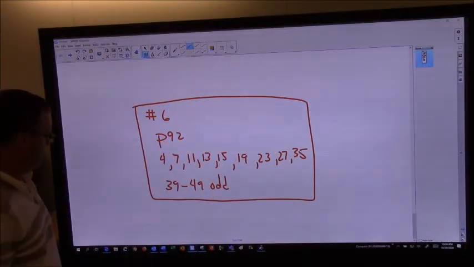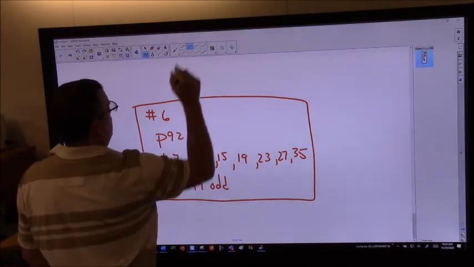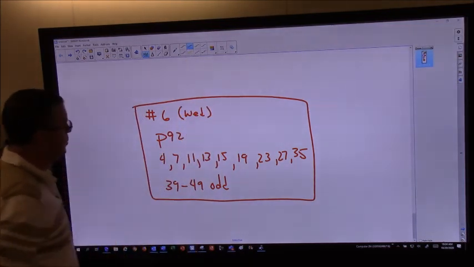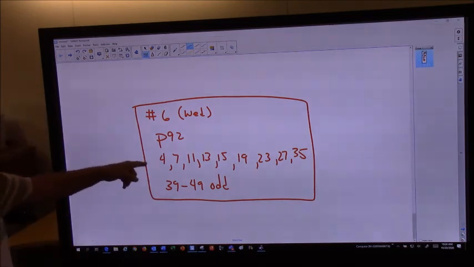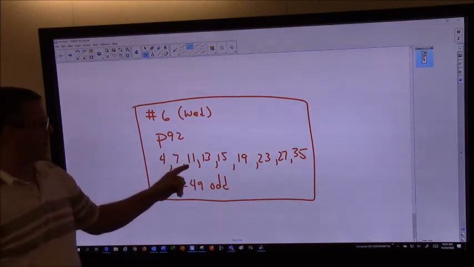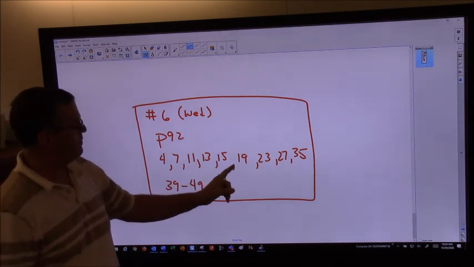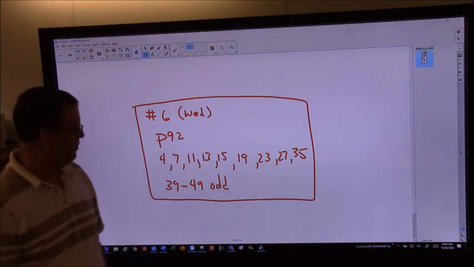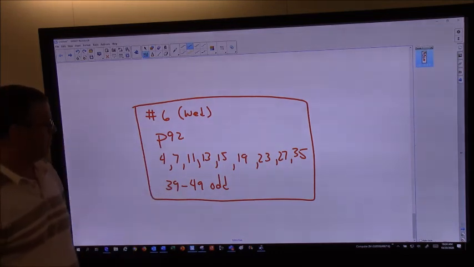All right, so assignment number 6, this is our Wednesday piece. We're doing page 92, we're going to do 4, 7, 11, 13, 15, 19, 23, 27, and 35, and then 39 to 49 on.